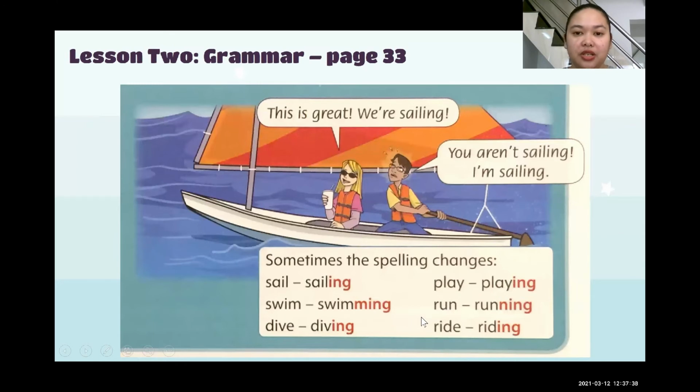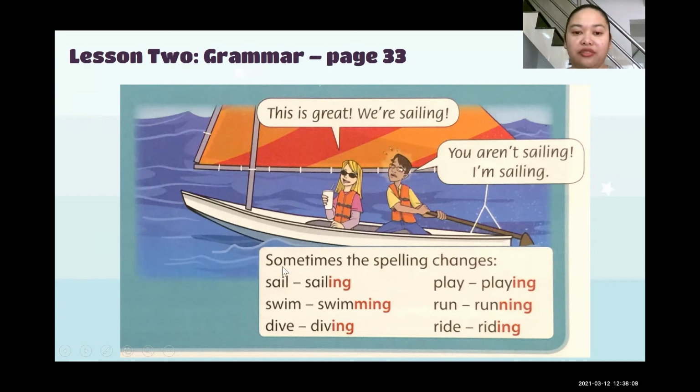Now look at the picture. Let's read this one. This is great. We're sailing. You aren't sailing. I'm sailing. We're sailing. This one is in the affirmative form. You aren't sailing is in the negative form. I'm sailing is in the affirmative form.